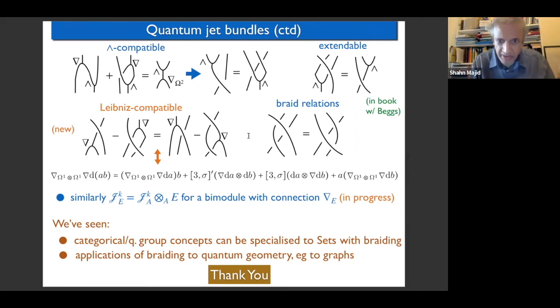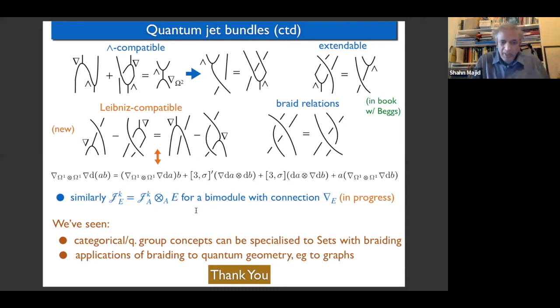There is a braided category as soon as you've got omega 1 with a braiding sigma. This says that there is a braided category generated by omega 1. And in this braided category, we have natural constructions going on, which are needed for the jet bundle theory to work. Okay, so I'm going to stop there.